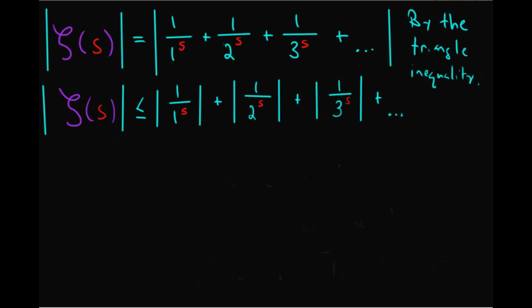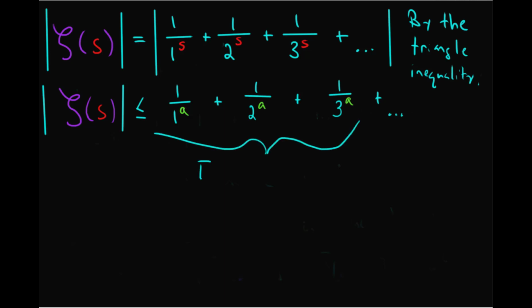But we already showed that for n being a positive integer, the modulus of n to the s is just n to the a, where a again is the real part of s. So these moduli are just equal to 1 over 1 to the a, plus 1 over 2 to the a, plus 1 over 3 to the a, and so on.